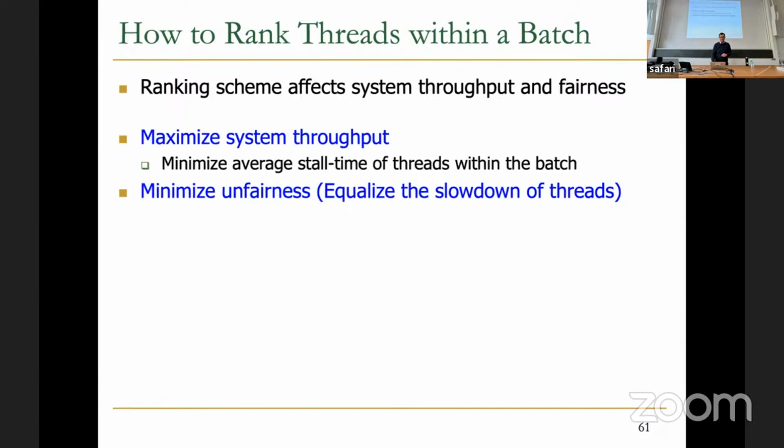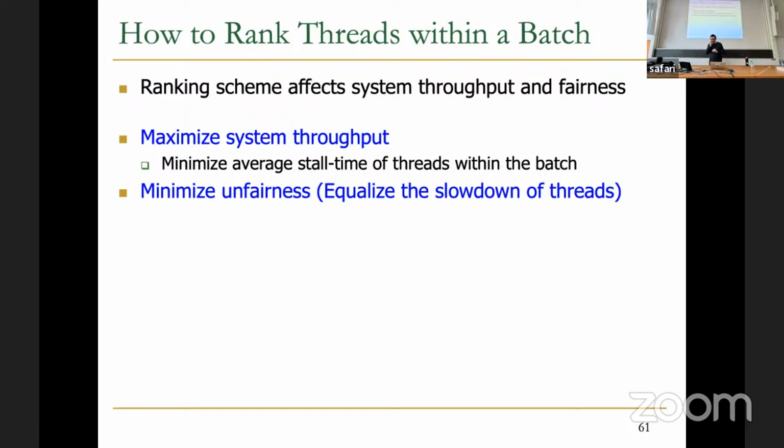So how do you maximize system throughput? From the memory controller's perspective, ideally, you would like to minimize the average stall times of a thread within a batch. Again, we're looking at within a batch. Across the batches, there may be different policies, but we want to restrict ourselves within a batch. And if you really want to improve throughput within a batch, minimize the average stall time threads experience.